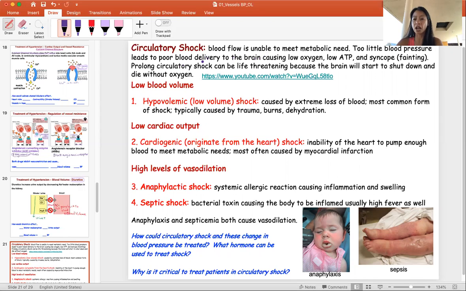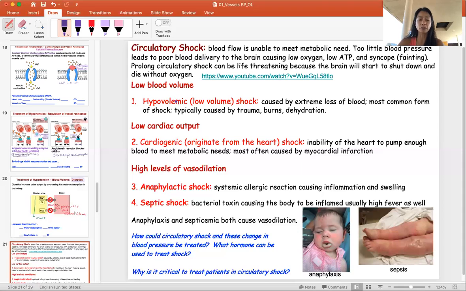With prolonged circulatory shock, or when blood pressure is critically low, the brain can start shutting down, the patient can go into a coma, and this can lead to fatality. So let's take a look at shock. Shock, again, is looking at three factors. This is not new information, but an application of what you already know.